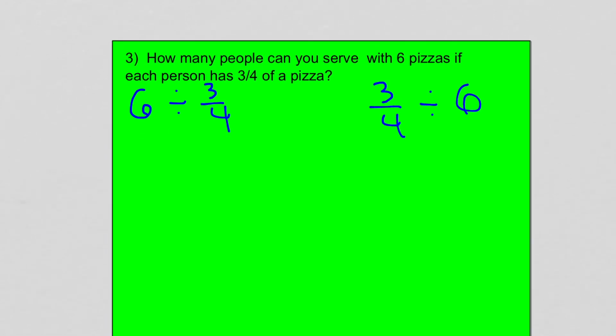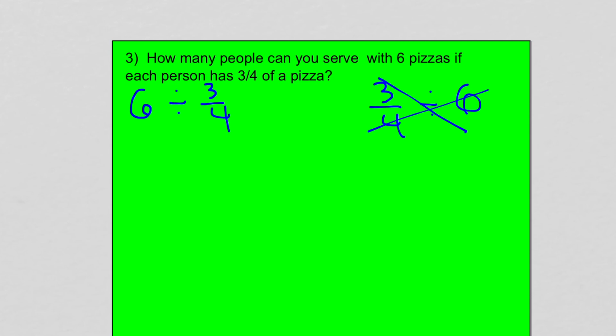Well, let's talk about what they mean. This one means you start out with 6 pizzas, and you want to see how many 3/4 are inside of 6. It says each person has 3/4 of a pizza, and you want to know how many people will eat all those pizzas. So this seems like a pretty reasonable way to write this division statement. How many 3/4 are in 6? Whereas this one here would mean I have 3/4 of a pizza and I'm dividing it into 6 equal parts. That's not what this question is talking about. So we're going to solve it with the first one.